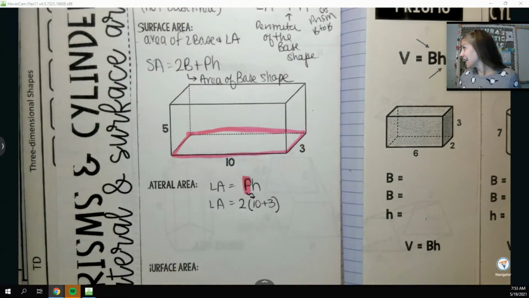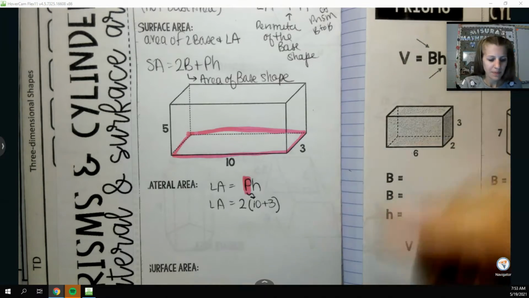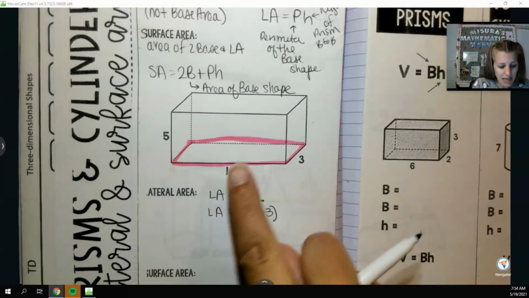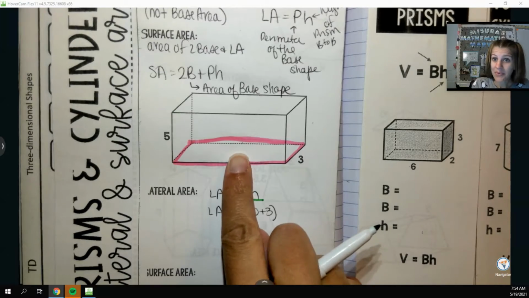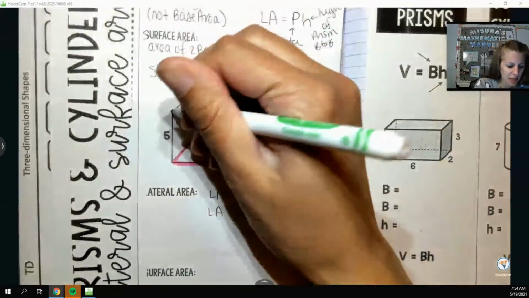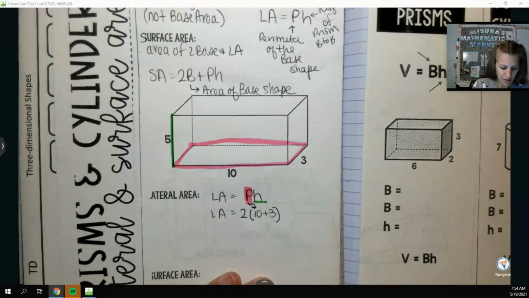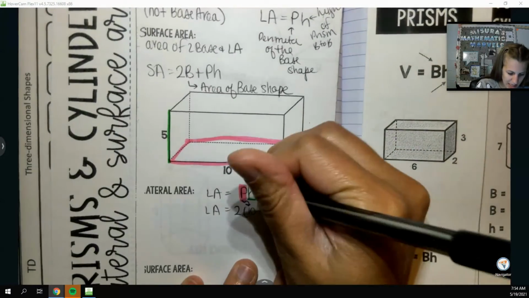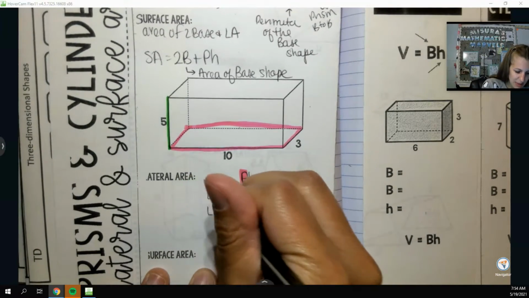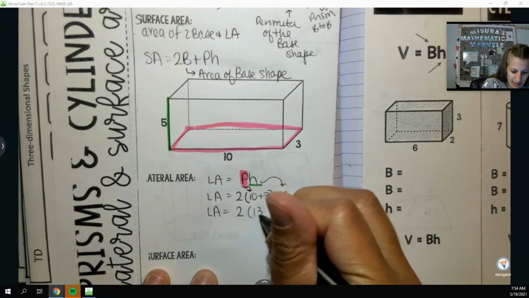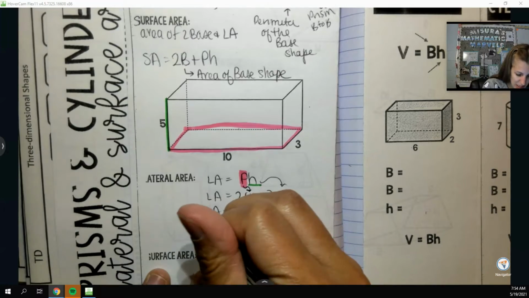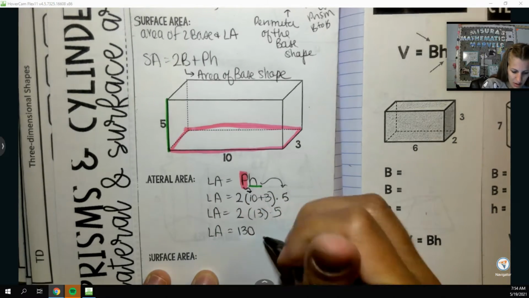And then the height of the prism needs to be the height from base to base. So since I picked the bottom as my base, the top has to be the other one. And so the height from here to here is 5. So we're going to also multiply this by 5. Okay, so if we simplify this a little bit now, I would do what's in parentheses for 13, and then we're just multiplying all these numbers here. So I would probably multiply and get a 10, and then times 13 for 130 units squared.